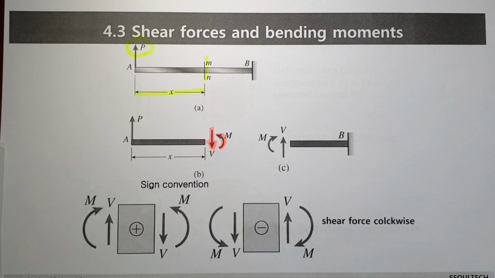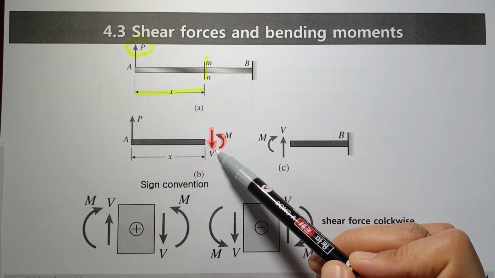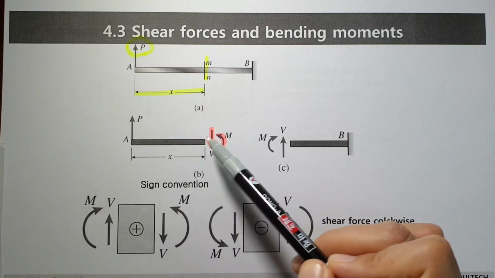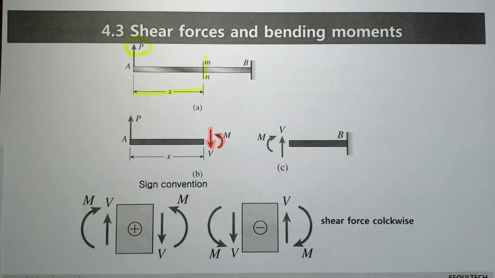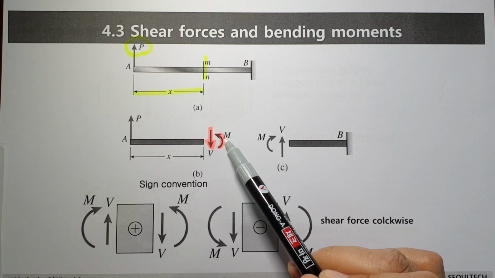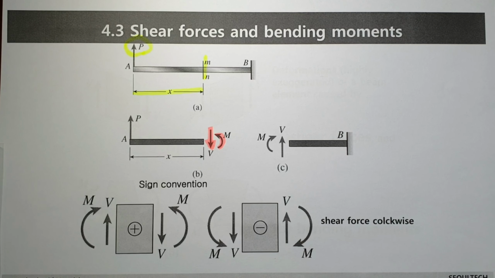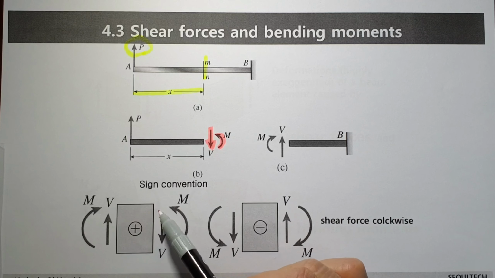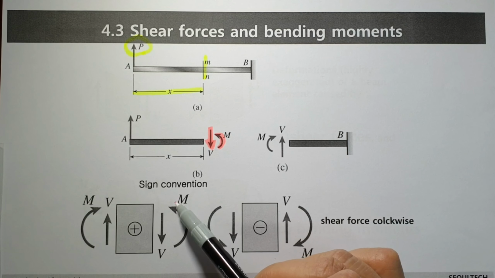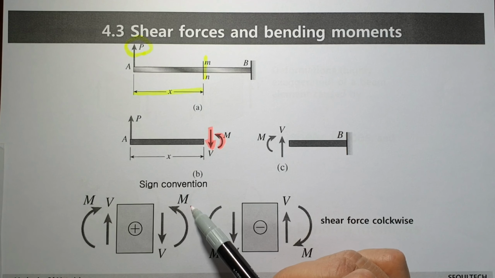Okay, our question is about this direction. When you consider an element on the right side, not the left side, the downward direction is positive. And the counterclockwise direction of moment is positive for the right side. Now let's see this element on the right side. When the element is isolated, on the right side, the downward direction is positive, and the counterclockwise direction is positive in the case of moment.